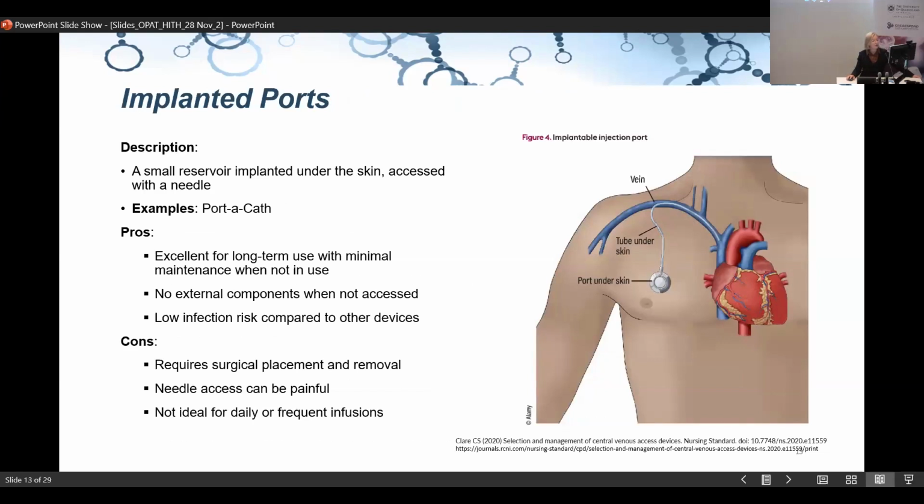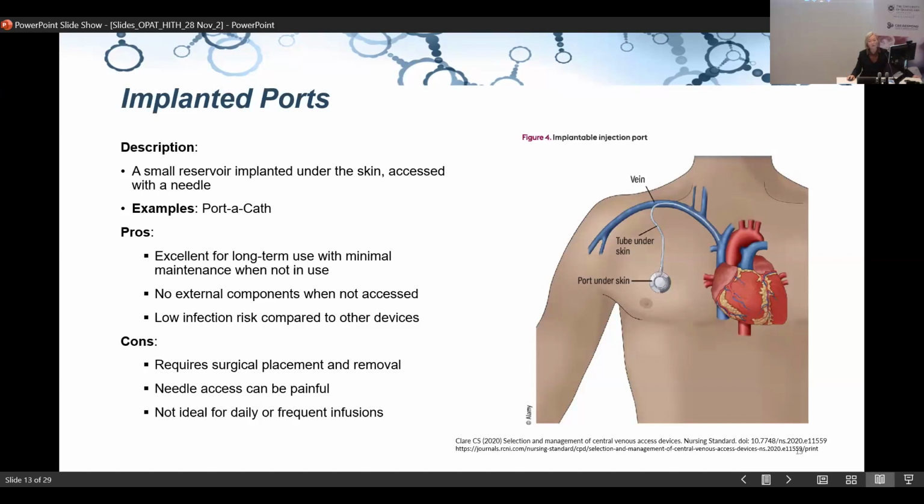Implanted devices have a small reservoir under the skin, and these are often used with children and things like that as well, and cancer treatment. Because they can use it for a long time, and it's under the skin, it's good for that long-term use. It has a lower risk of infection, and there's not that body image component as well. So there's no external flapping around or components to that.